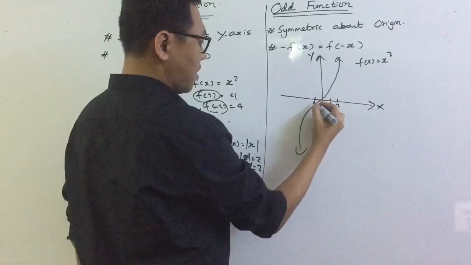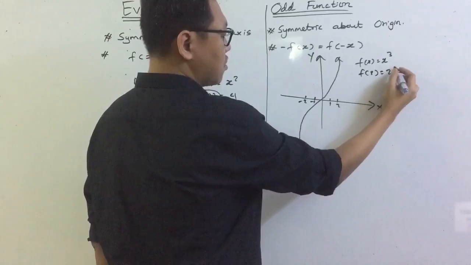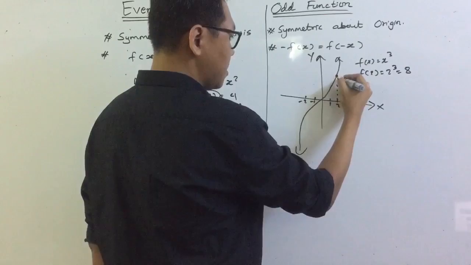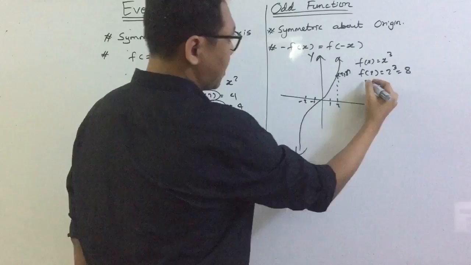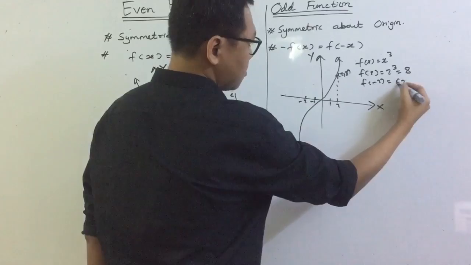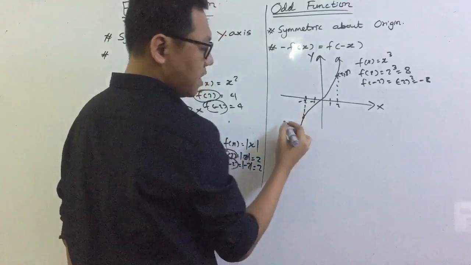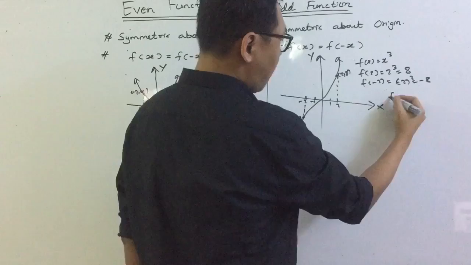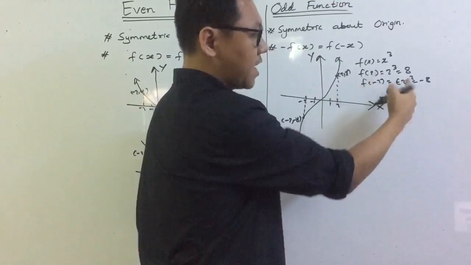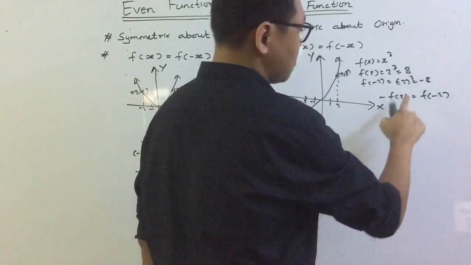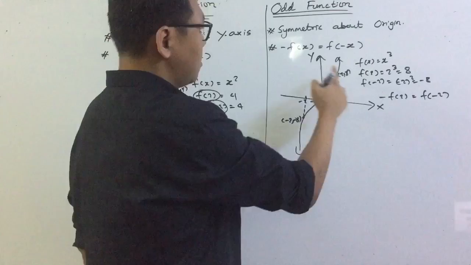So let's start with f of 2. So 2 cubed will be 8. So you will get 2, 8 here. And let's find f of negative 2. F of negative 2 will be negative 2 cubed, so you get negative 8. So this one will be negative 2, negative 8, right? So what happened here is f of 2 is 8, so negative f of 2 will be negative 8. So negative f of 2 and f of minus 2 are the same. So it applies to this formula. So this is an odd function.